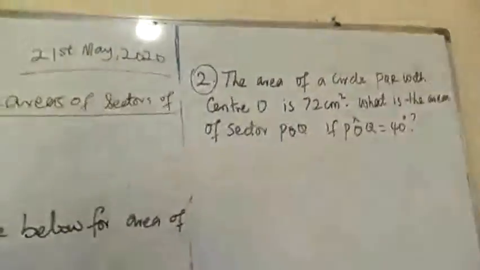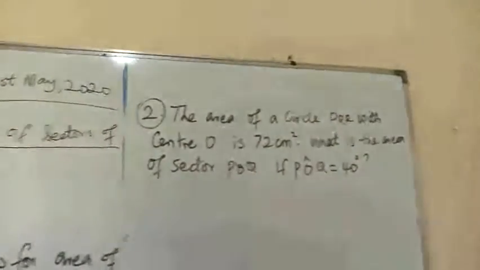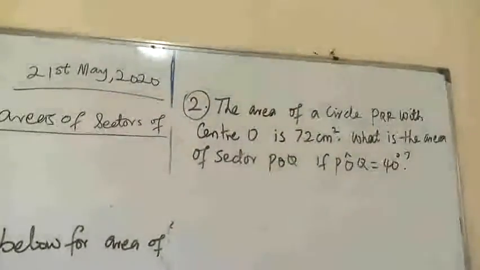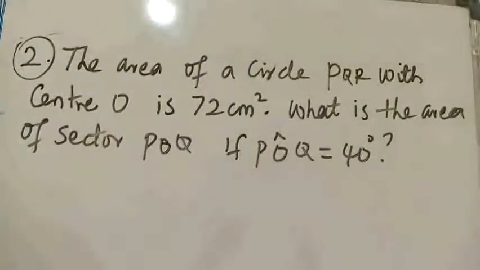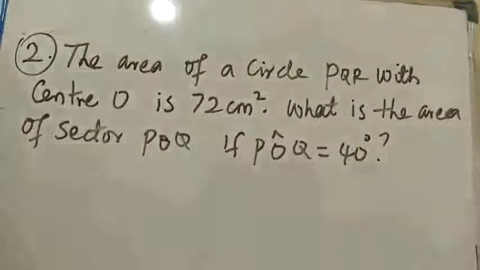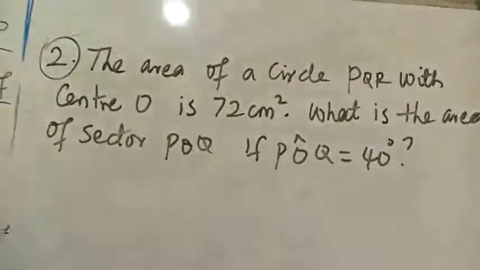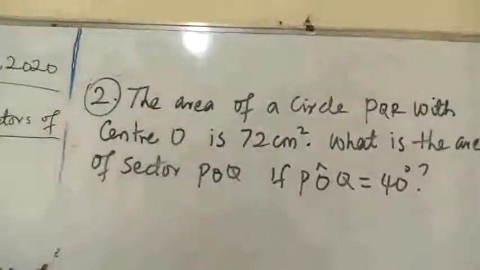And here we have the area of the circle. The area of the circle PQR with center O is 72 cm squared. We are now to find the area of the sector of that circle. Please draw your sketch for this diagram before solving it.